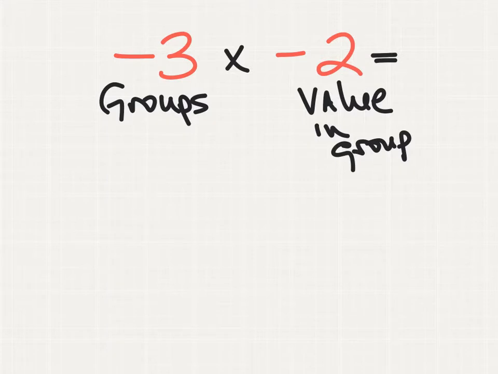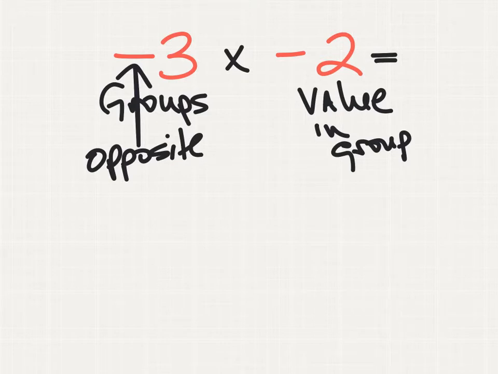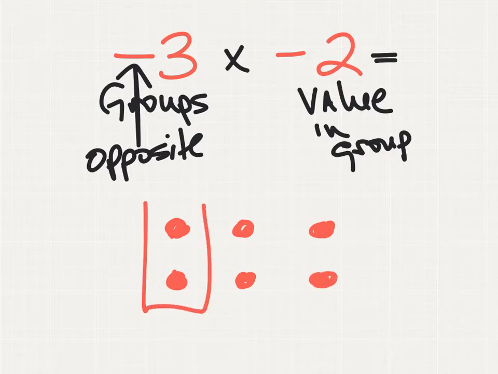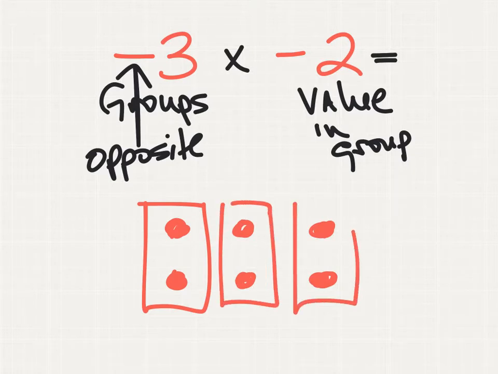Okay. Instead of -3 groups, though, because I can't have negative groups, right? How would I draw negative groups? But I do have the opportunity to read -3 as the opposite of +3. So I have the opposite of 3 groups of -2. So I need 3 groups of -2. Right? This is a group, this is a group, and this is a group.